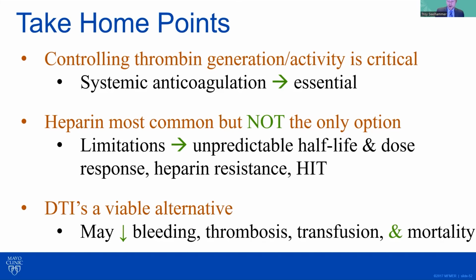Direct thrombin inhibitors are a viable alternative. The literature is maturing, and it seems to be able to achieve therapeutic range more quickly with less dose response adjustments, and may have a reduction in hemorrhage and secondary reduction in transfusion. The verdict is still out for mortality.